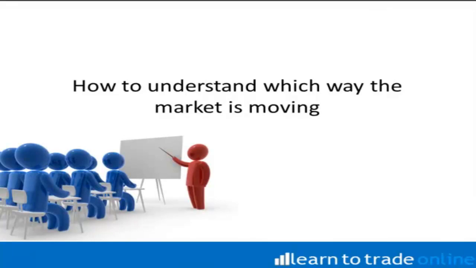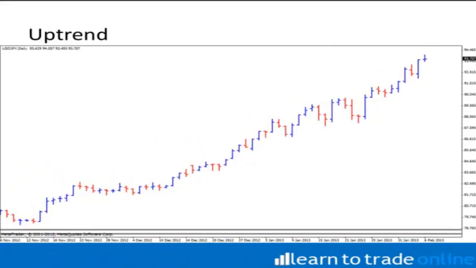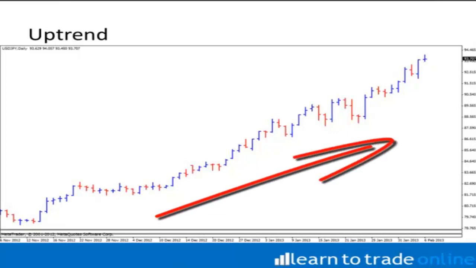So how do we actually understand which way the market's moving overall? Well, if we look at this example here, this is what we'd call an upward trending chart. The market's moving from the bottom left to the top right. That's an upward trend.